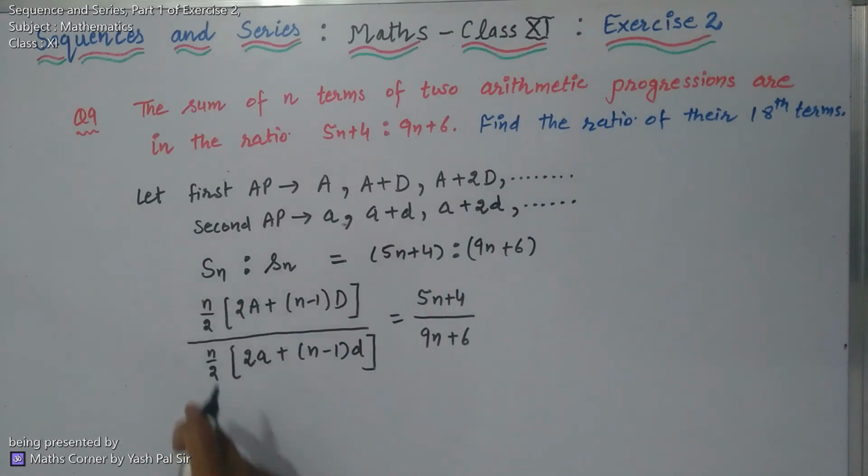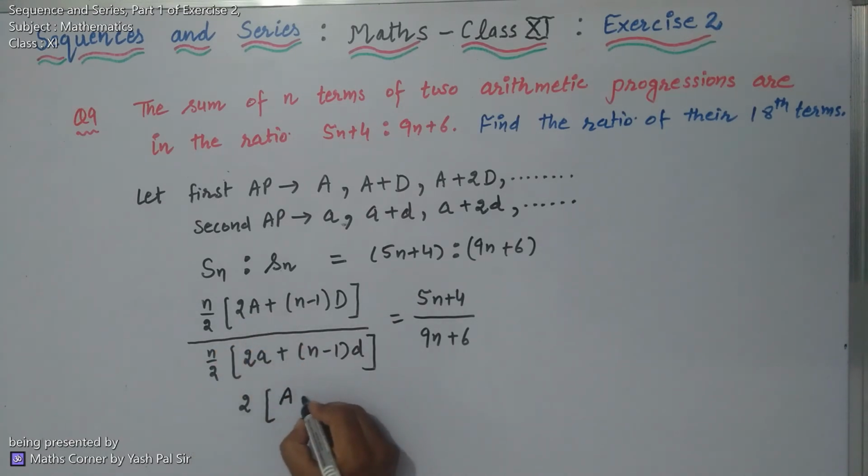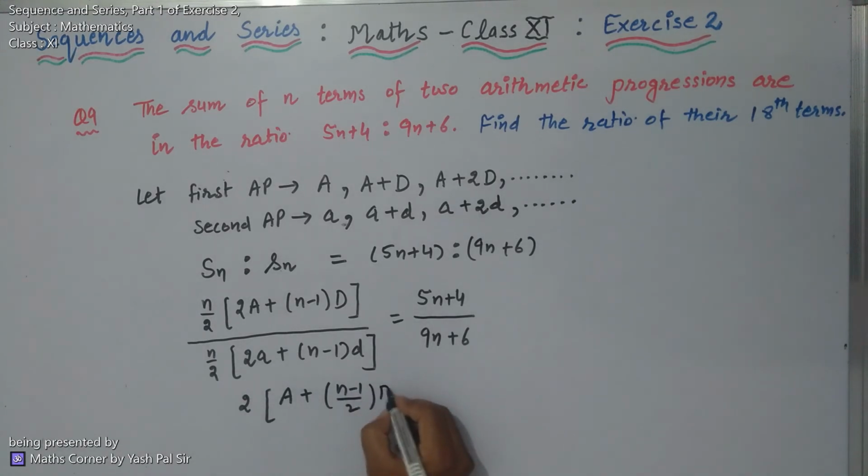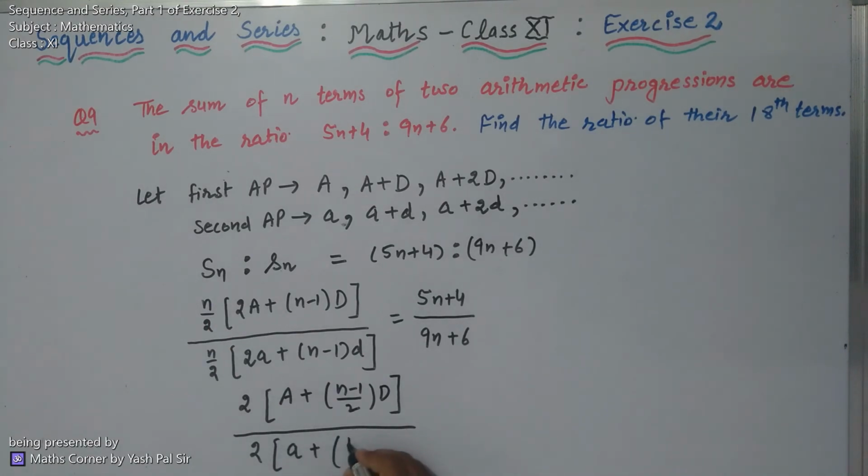So here n by 2 is cancelled. We are left with, we can take 2 common. So we have A plus n minus 1 upon 2 D. In the denominator also we take 2 common after cancelling n by 2. We are left with small a plus n minus 1 upon 2 into small d is equal to 5n plus 4 upon 9n plus 6.